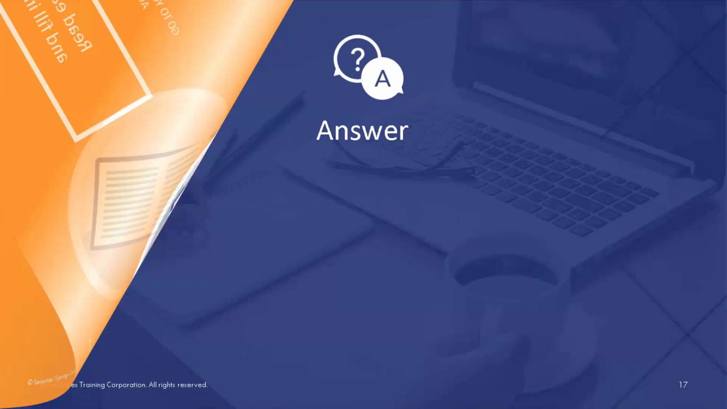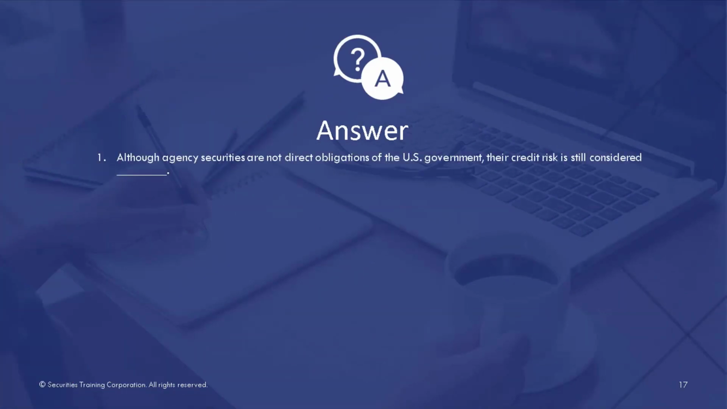Okay, let's look at the questions. Although agency securities are not direct obligations of the U.S. government, their credit risk is still considered low. Okay, the credit risk, or in other words, the credit worthiness is very high, very low credit risk. Agency securities are blank from state and federal registration. They are exempt from state and federal registration.